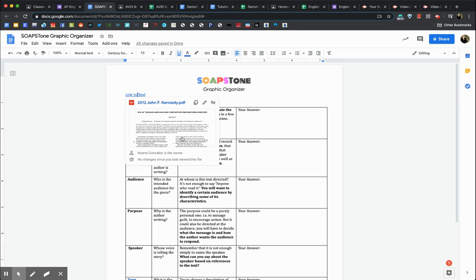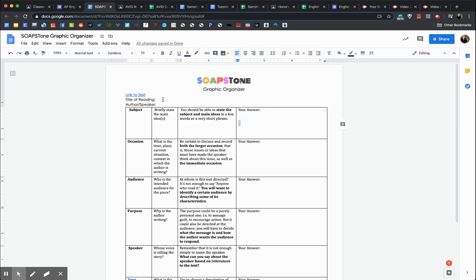One thing I want you to look at is, you can read through it, and you are going to just sit with it. Read through it. Try and think about what you know about John F. Kennedy, about the context of when he's writing this, the time, the topic, the subject, the speaker. Don't just read it through and try to understand it. Read through it a second time where you're actually annotating it. And then you're going to start going through the SoapsTone.